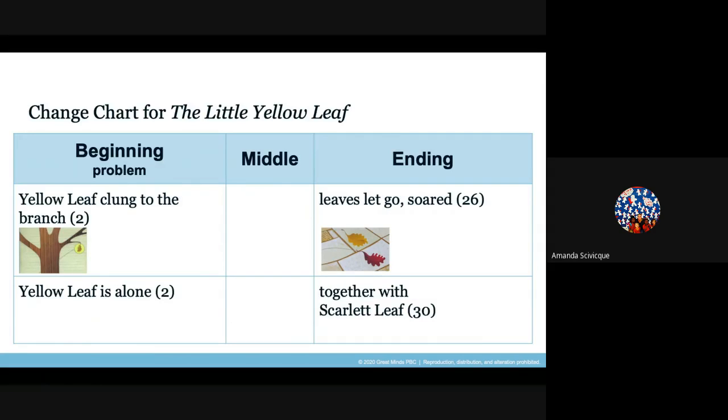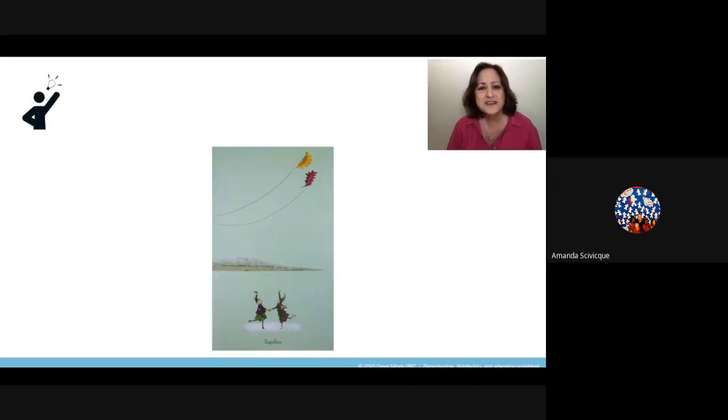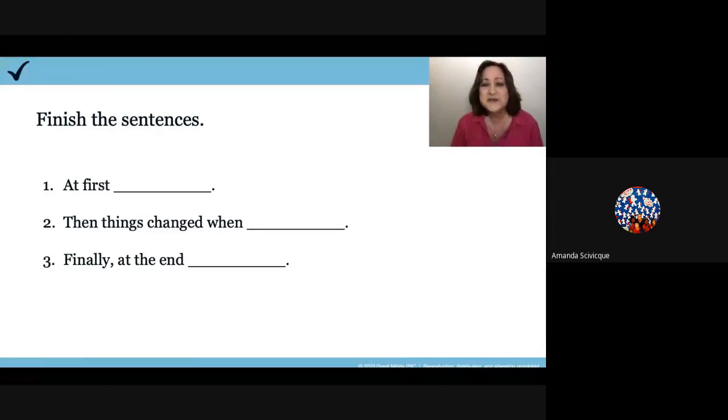Little Yellow Leaf's actions changed when he met Scarlet Leaf. He had someone to go with now. He found a friend. We determined that the problem is resolved when Little Yellow Leaf decides to let go and soar with Scarlet Leaf. Which part of the story, the beginning or the ending, did the resolution occur? Shout it out.